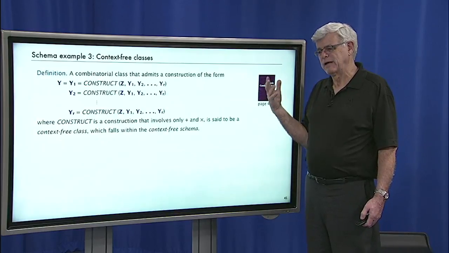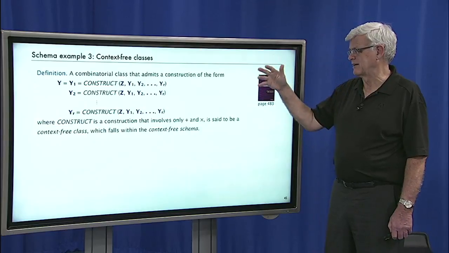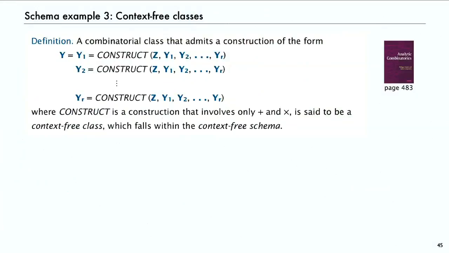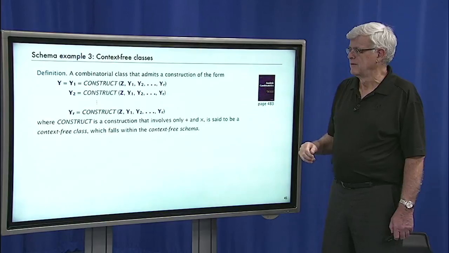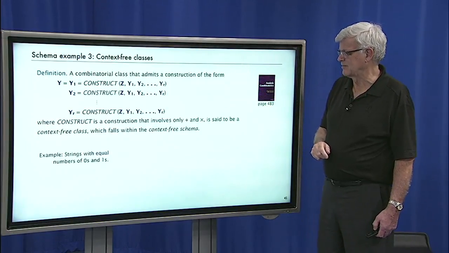And there's many other schemas that have been developed. I'll just talk about one more right now, so-called context-free classes. If you have a family of constructions where each line involves only Cartesian product and plus for unlabeled classes, that corresponds to context-free grammar from computer science, and we call it a context-free class. And we can develop a general transfer theorem for context-free classes.